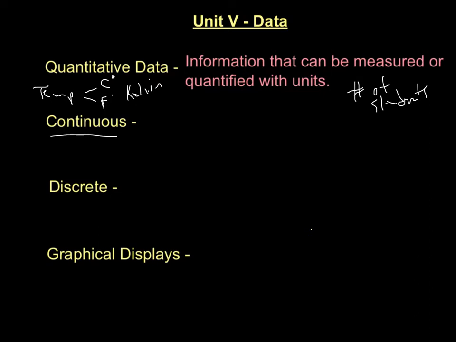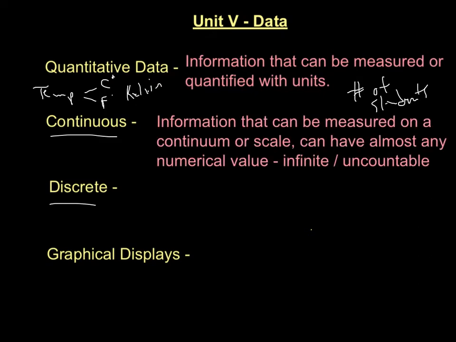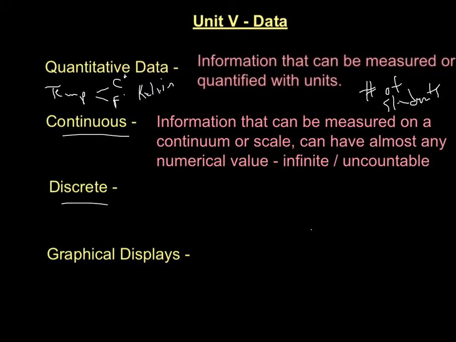First, there's two types of quantitative data. There's continuous and discrete data. What is continuous data? Information that can be measured on a continuum or scale can have almost any numerical value. It's sort of referenced as an infinite set of numbers or uncountably many numbers. Temperature.